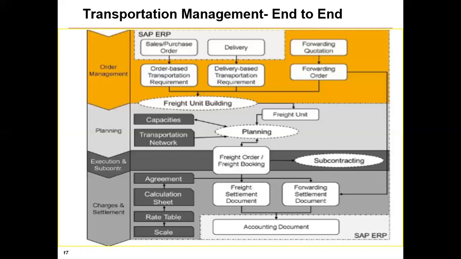Basically, the forwarding order is connected to these freight orders. So first freight order settlement, then there are also forwarding settlement documents, and both the settlement documents create accounting journals in FICO.